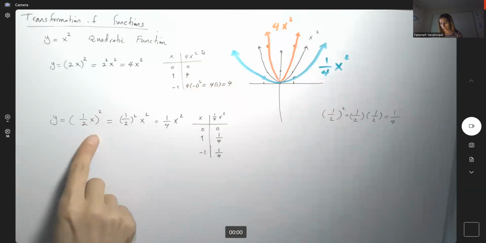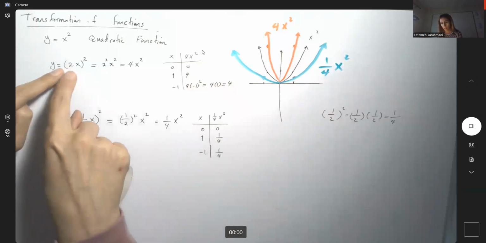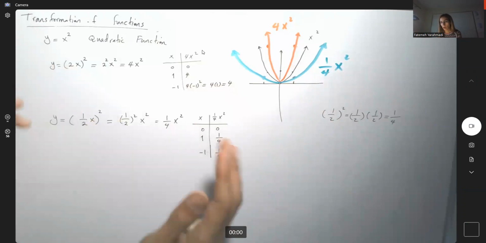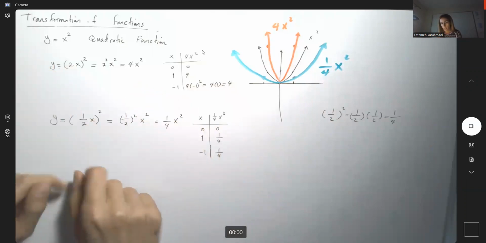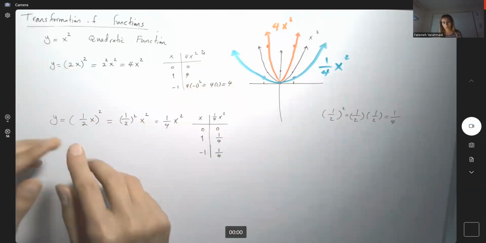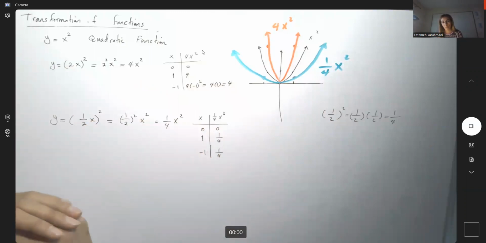So changing x, if your numerical value is more than 1, it causes the graph to shrink. If that numerical value is less than 1, it causes the graph to get wider and more open.